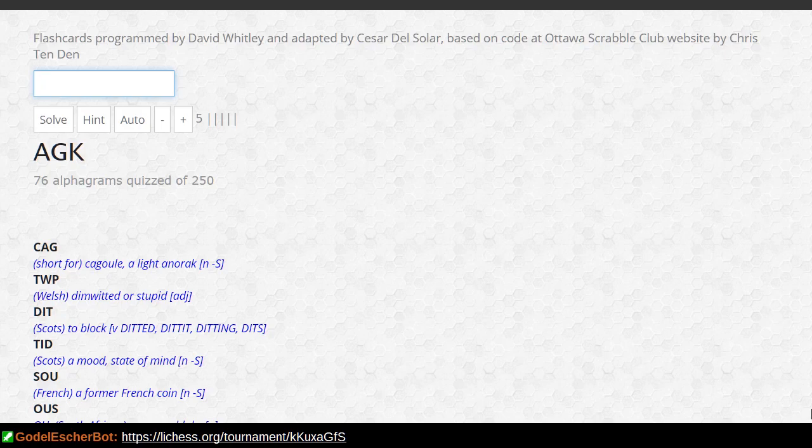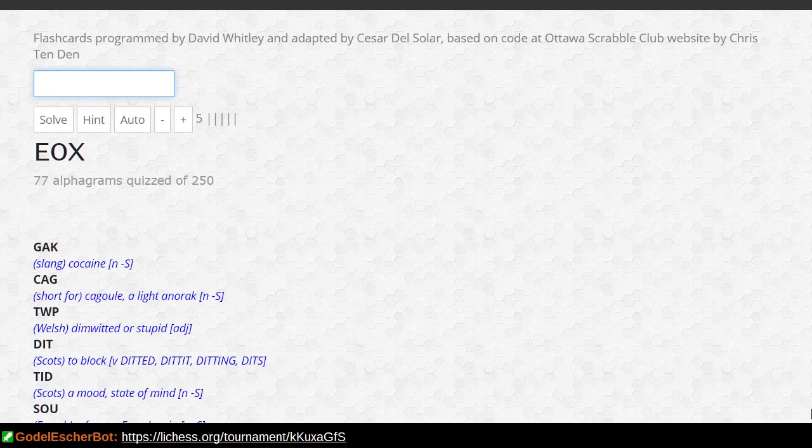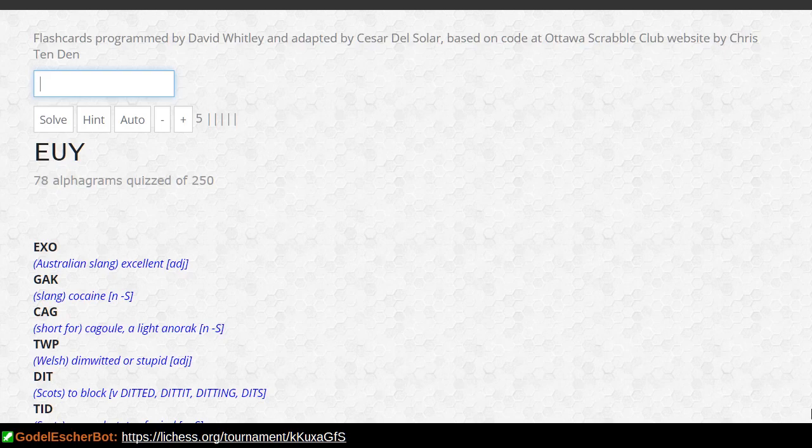CAG is short for cagoule, a light anorak. I'm assuming that's just a color or something. I don't know. Gak is a silly putty. Oh, well, that fun thing that we saw so much of on kids' shows. Yeah. Apparently comes from a darker time. Exo is Australian for excellent.